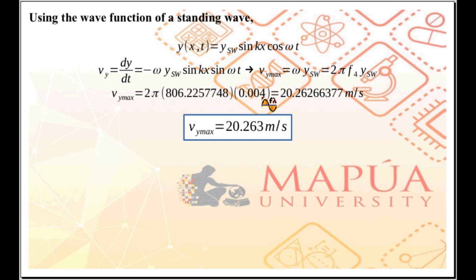Plugging in the values, we are able to determine the maximum particle velocity. The maximum transverse velocity, Vy max, is equal to 20.263 meters per second.